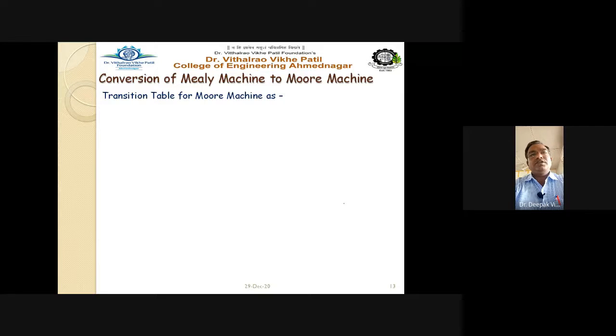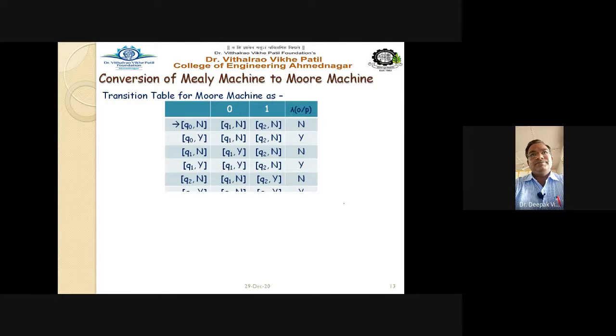So write down the transition table for the Moore machine. So see here, 0, 1. How many states are there? 6 states. So Q0N, the state number 1, Q0Y, Q1N, Q1Y, Q2N, and Q2Y. These are the states and their transitions on input 0 and on input 1. And the output with the state Q0N is N, Q0Y is Y, Q1N is N, Q1Y is Y, Q2N is N, and Q2Y is Y itself. And these are the total number of transitions, right? 1, 2, 3, 4, 5, 6, and these 6 states give a total of 12 transitions.